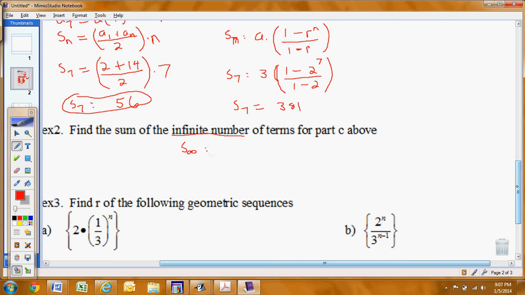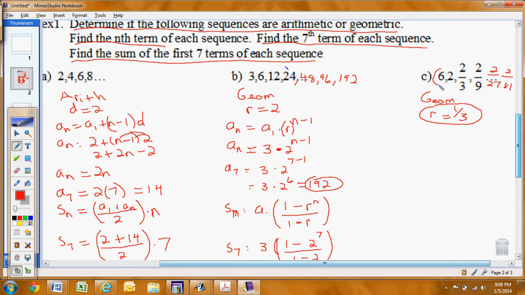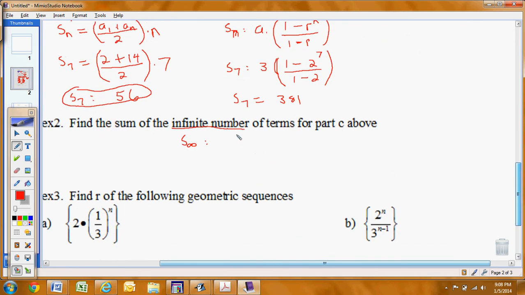And what was a1 in this case? A1 was 6. A1 just meaning the first term. So the first term was 6. So we're going to take 6 divided by 1 minus r, and r was 1/3. So we end up with 6 over 2/3. And dividing by 2/3 is the same thing as multiplying by 3/2. So 6 times 3/2, which ends up being 18 over 2, which is 9.